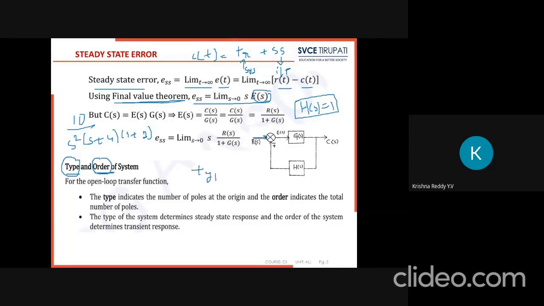Type represents the number of poles at the origin. We are taking the roots of this equation. We have one pole located at 0, 0, another pole located at minus 2, and another pole located at minus 4. So how many poles are at the origin? From these roots, how many poles are at the origin?